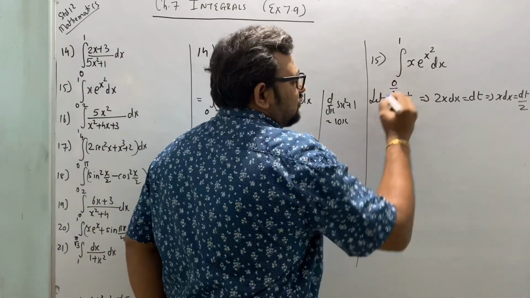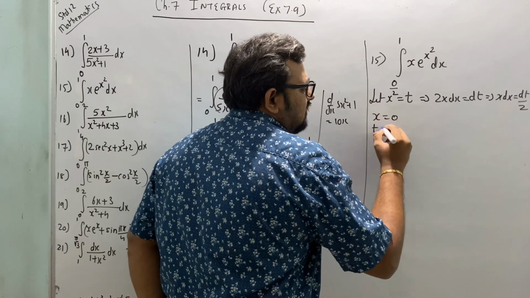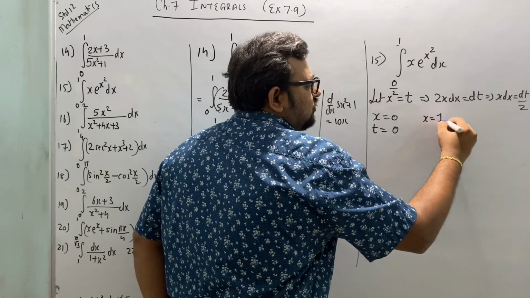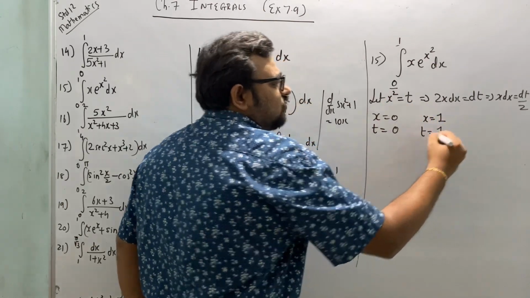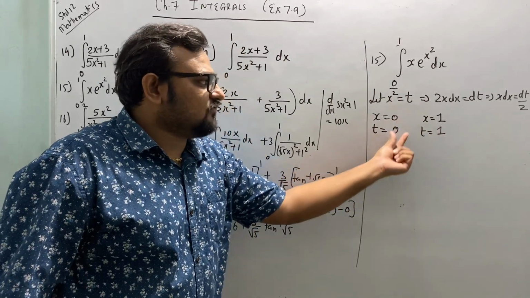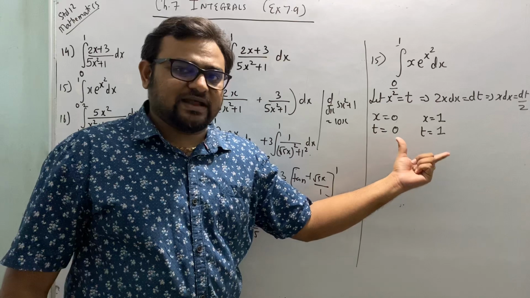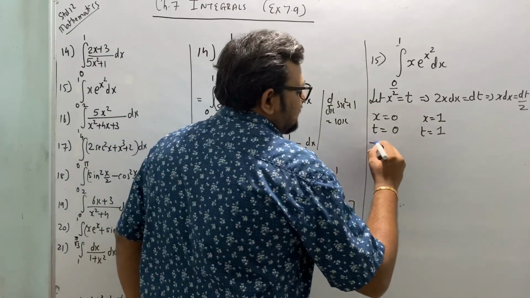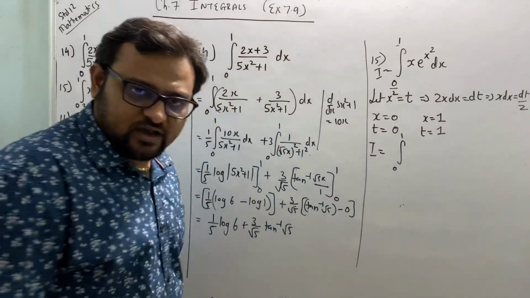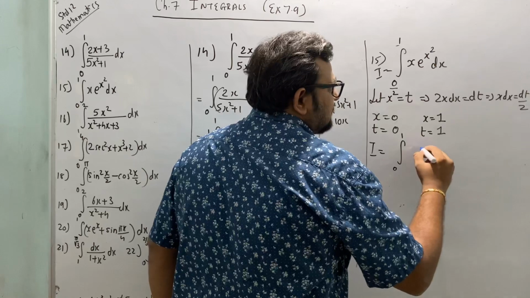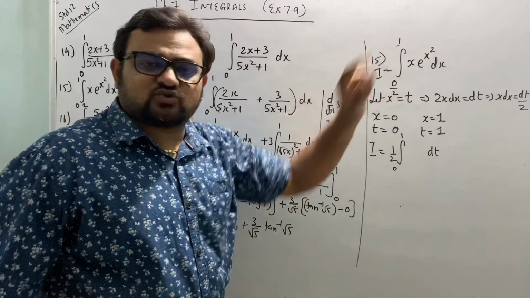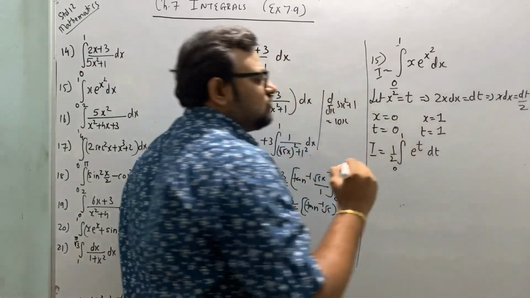Here the lower limit is 0. If x is equal to 0, that implies t equal to 0 square, which is 0. Higher limit: when x equal to 1, t equal to 1 square, which is 1. So we will replace it. It is just a coincidence that here the values of x and t are the same, but every time it would not be. So the integral is equal to 0 to 1, instead of x dx we put dt by 2, and instead of e raised to x square, e raised to t.